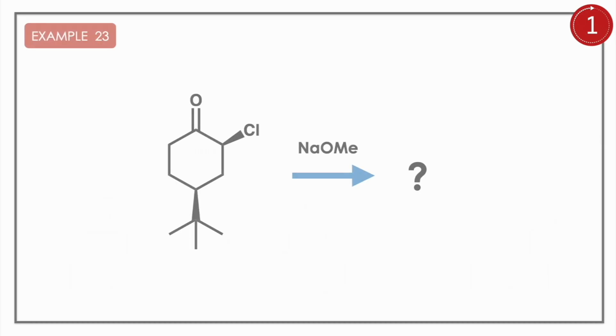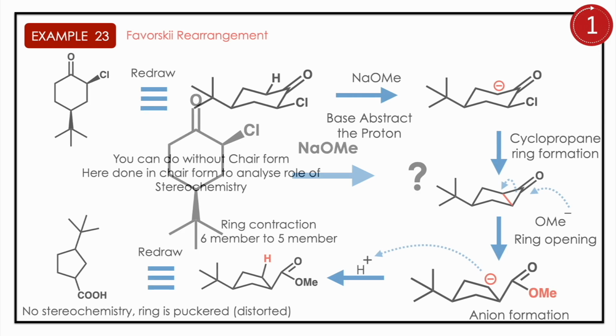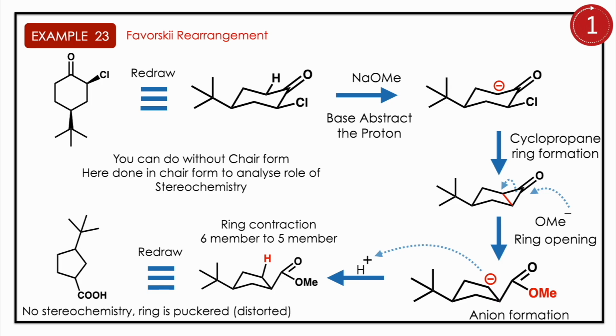Then the next example. Here you have cyclohexanone. At the alpha position you have chloride. At the para position you have tertiary butyl. You are using sodium methoxide. You should find what will be the final product. Here cyclohexane is given. Better we redraw the molecule to identify any role of stereochemistry. So we redraw the molecule in the chair form with the same configuration. Chlorine above the plane, tertiary butyl above the plane, and the ketone in the system.